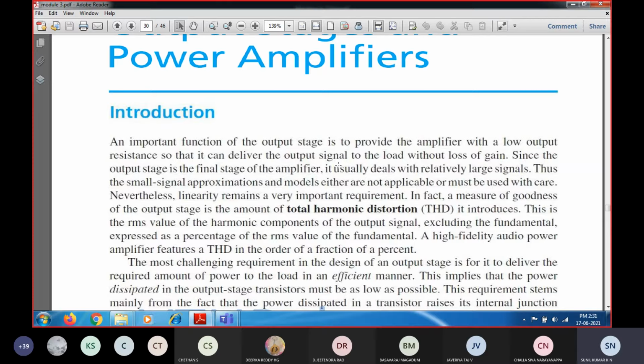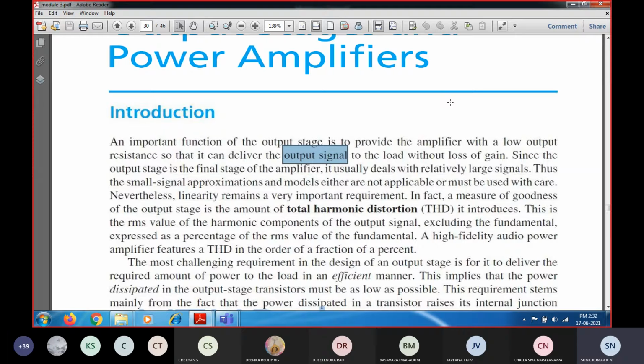The important function of an output stage of an amplifier is to provide the amplifier with low output resistance, so that it can deliver the output signal to the load without loss. The output resistance should be low so that the maximum output signal can be delivered to the load without any loss. We have seen that load resistance RL will be there, and the amplifier has an output resistance, which should be very small so that it can deliver the maximum signal to the load without any loss.